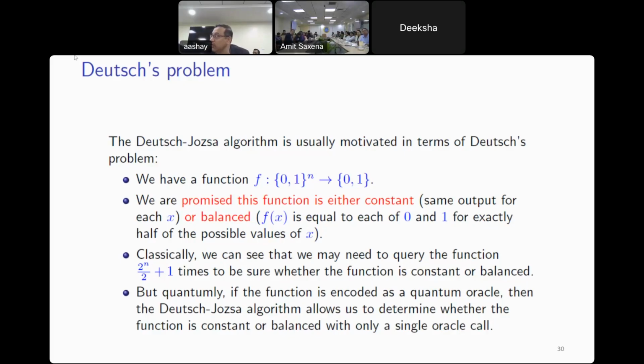Okay, so Joyce worked with Deutsch and extended the problem to a string of n qubits, which is obviously of some importance, because this gives us some sort of feature of n-qubit data, and this can be done. So for the n-qubit case, classically we require 2 to the power n by 2 plus 1 operations to actually find out whether it is balanced or not.